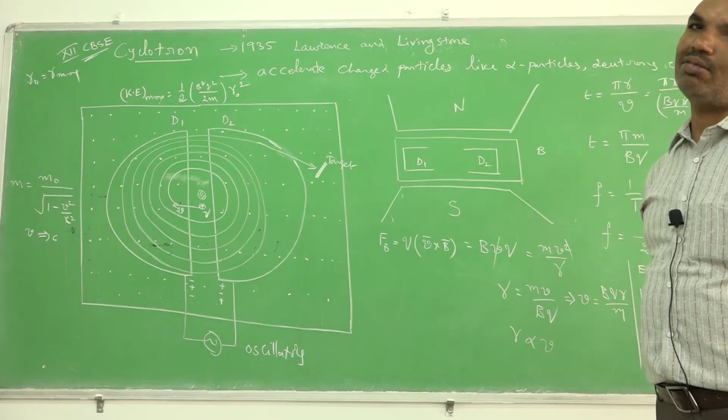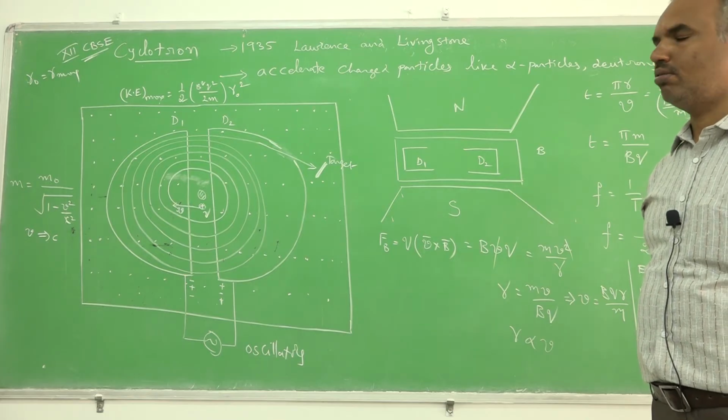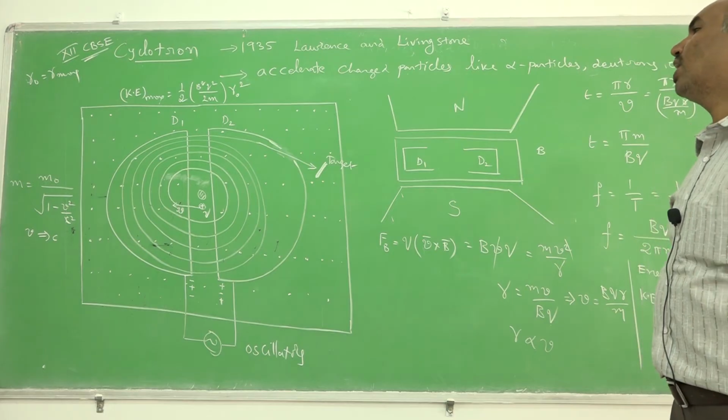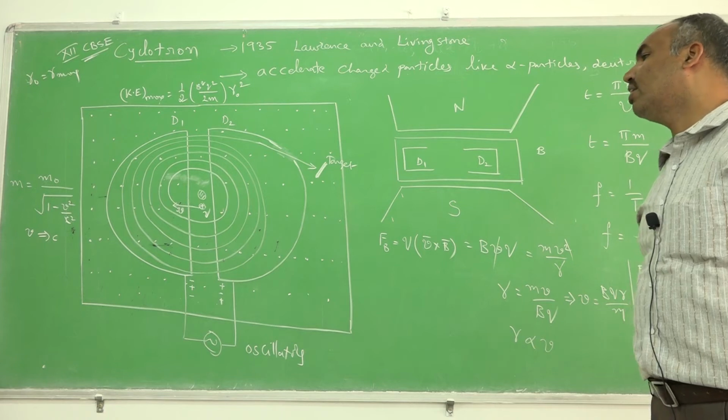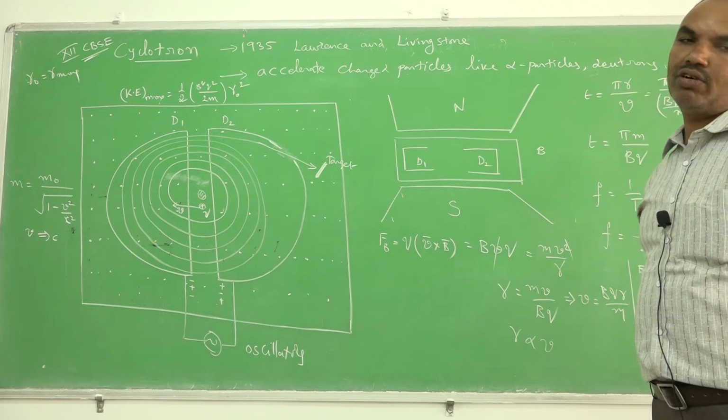Light particles, light in the sense of very small mass containing particles, cannot be accelerated sustainedly within the D's of a cyclotron.